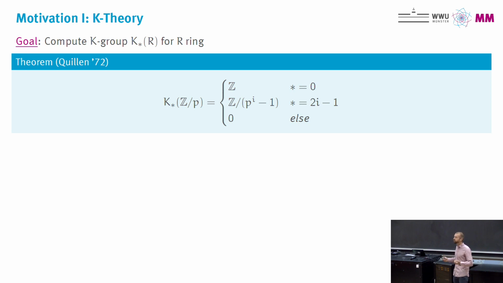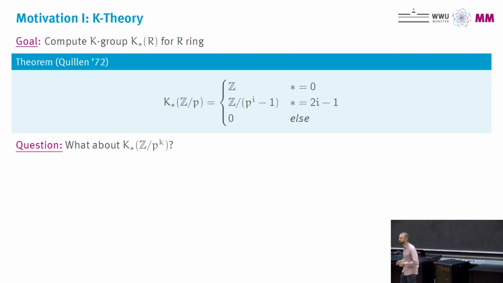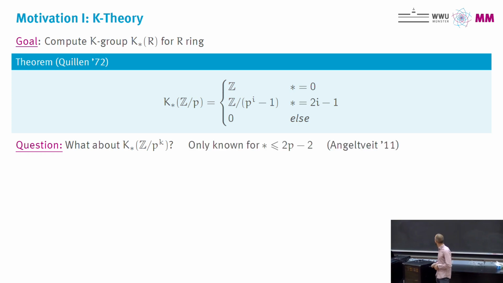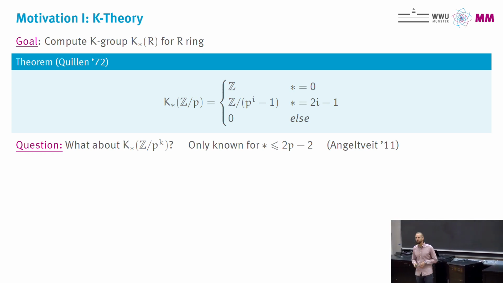The very natural next question after that is, the next natural ring to look at would be Z/p^k. And it turns out this has been an open problem since then. People have tried doing that since then, and it's open. A little was known, namely in a range of degrees, by Angeltveit, who computed it based on earlier work of Marcel Bökstedt and others. And this range of degrees grows with the prime. For example, for the prime 2, it's really 2.